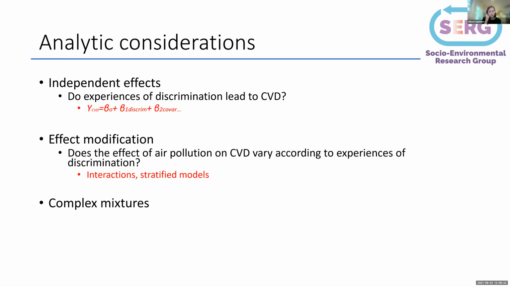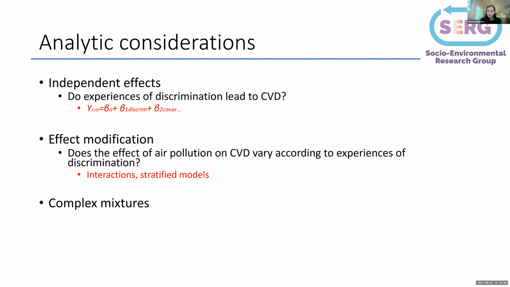To consider the joint contribution of stress and a toxicant, you might want to pursue an effect modification analysis. So if your research question was, does the effect of air pollution on CVD vary according to experiences of discrimination? You could fit a regression model that has an interaction term for air pollution and discrimination stress. You could also stratify your air pollution and CVD model by levels of discrimination, high, medium, and low, and see what's the relationship of air pollution across strata of discrimination. So that'll allow you to do that one-to-one comparison, air pollution and discrimination.